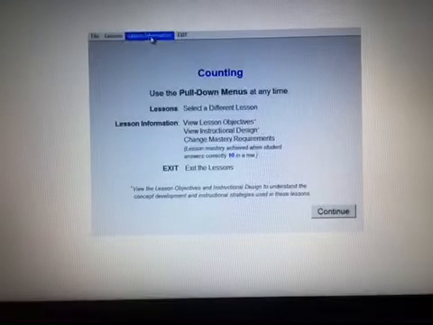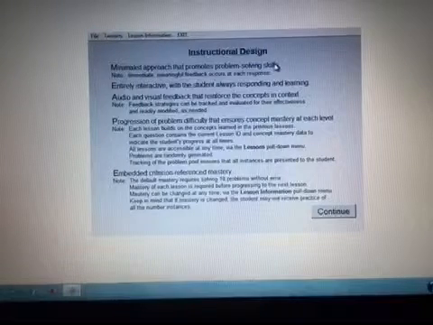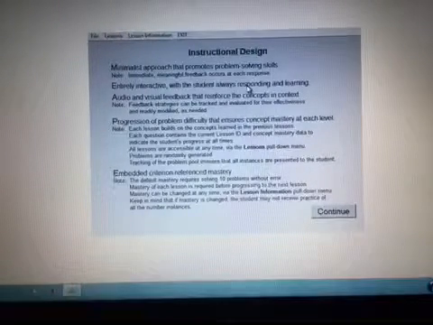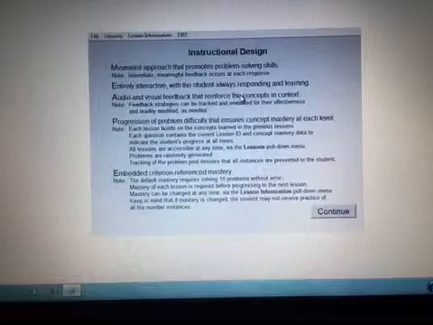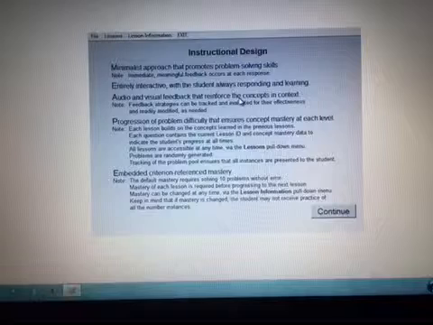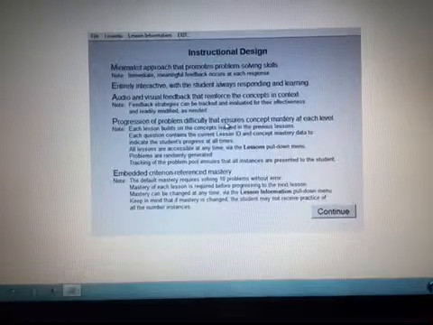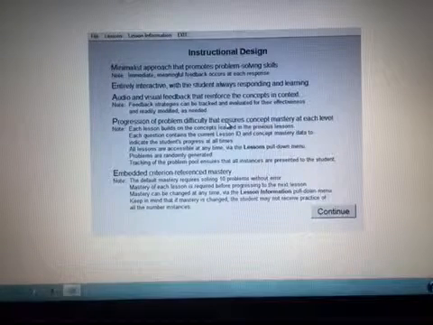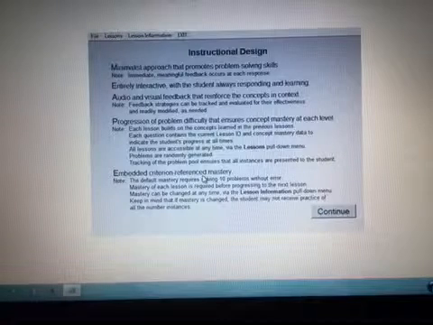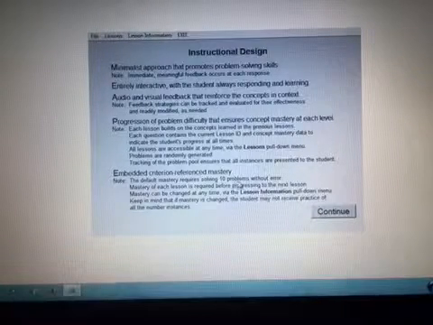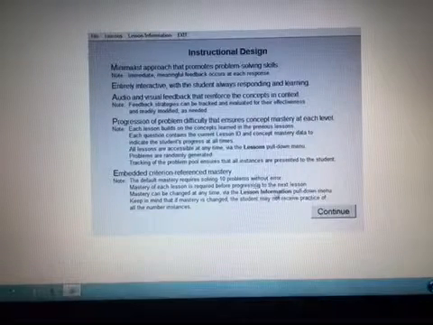Let's look at the instructional design. It's minimalist, always interactive. Because this is a very early course, we have both audio and visual feedback to reinforce the concepts. We have a progression of problem difficulty, and then we have embedded criterion referenced mastery. The student must answer 10 in a row without error to proceed to the next lesson.